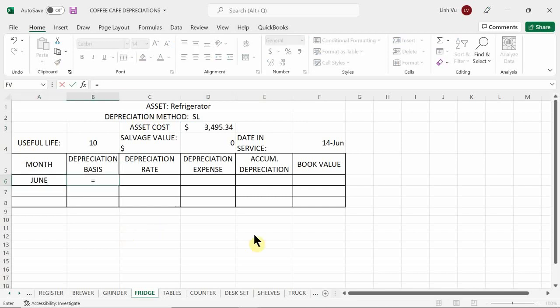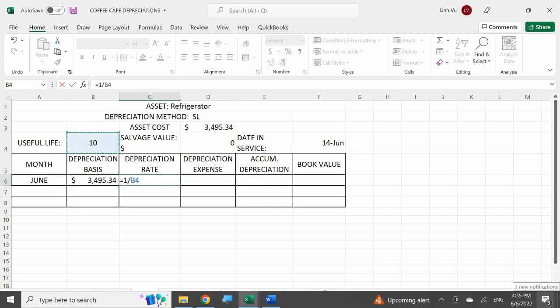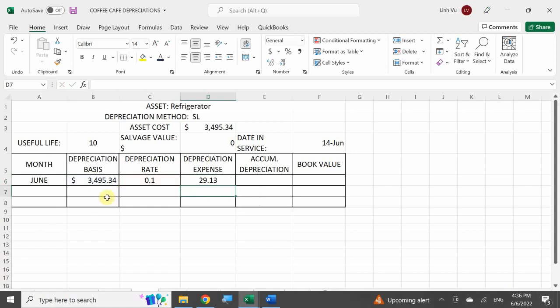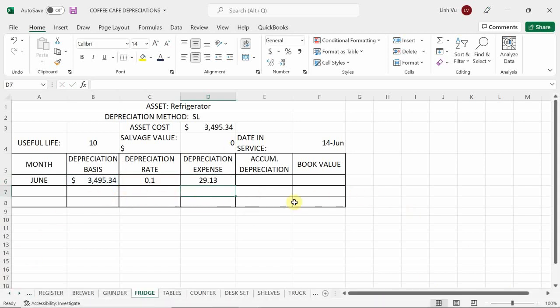Okay, so depreciation basis for straight line is going to be asset cost minus salvage value. So that's going to be your 34.9534. The depreciation rate is going to be 1 over the useful life of 10 years, which will give you 10%. So your depreciation expense is going to be your basis times rate divided by 12. And that means you're going to be calculating $29.13 worth of depreciation expense for the refrigerator for the month of June.